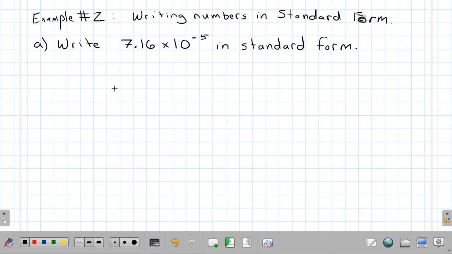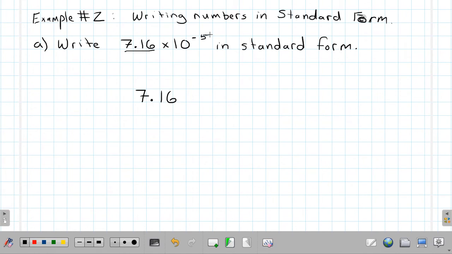So the steps we do to do this: first off, give yourself a little space. The first number we're talking about here is 7.16. Give yourself plenty of space on either the left or right, and write down the number 7.16. We need to know where that decimal point is. You can see it's between the 7 and 1. 7 is in the ones place, 1 is in the tenths place, so that's where the decimal goes, right between the 7 and the 1.